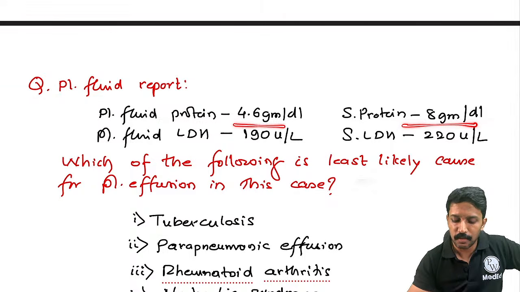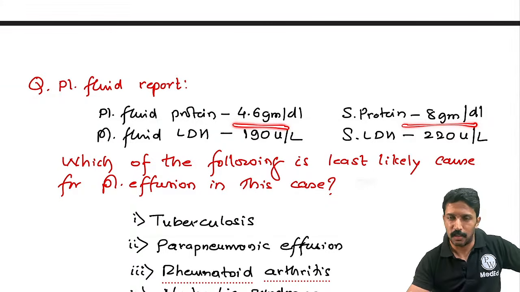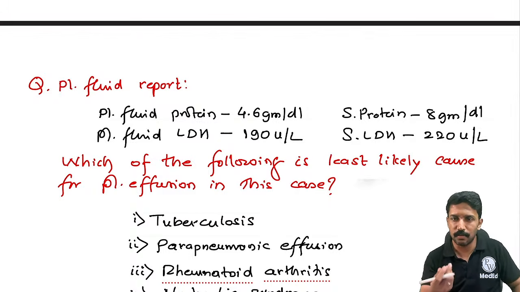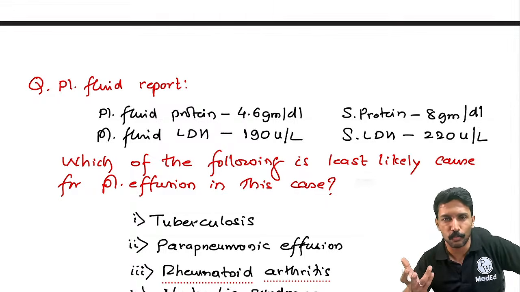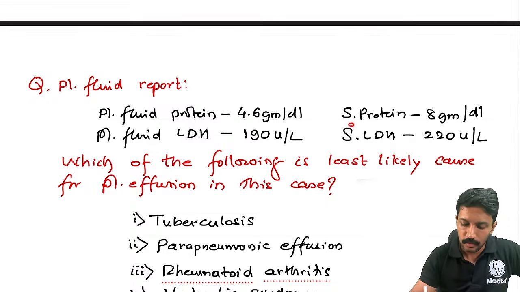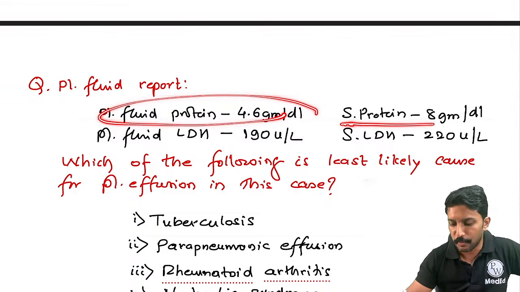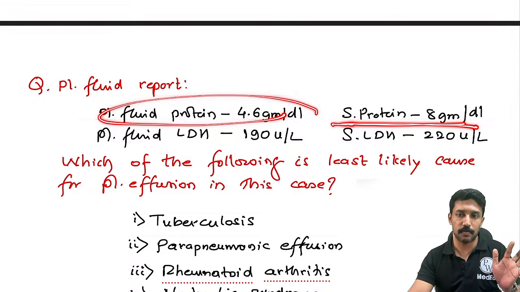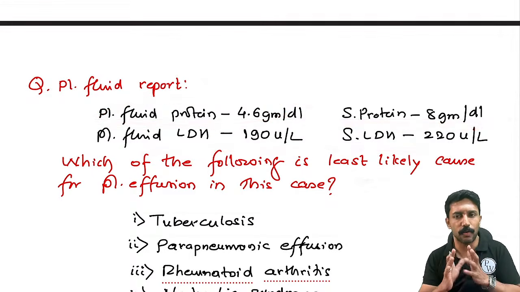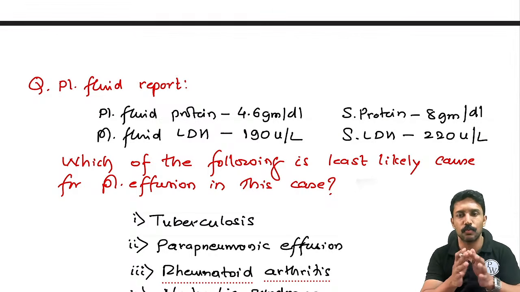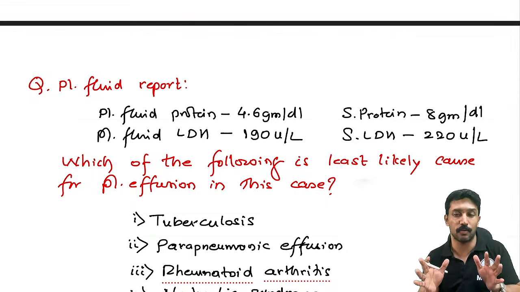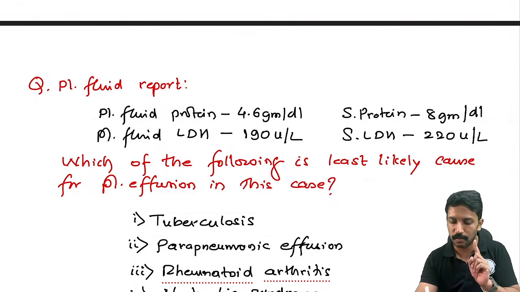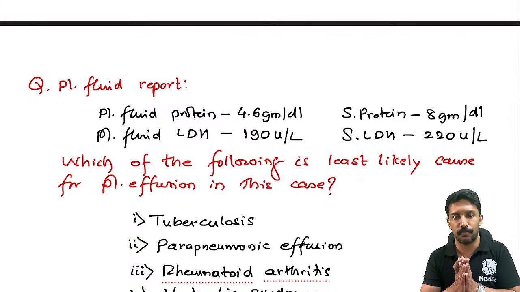So here how much am I getting? 4.6. If you want, you can take a calculator and calculate, but I'm sure it is going to be more than 0.5 because the pleural fluid protein is more than 50% or half of the serum protein. So the criteria is satisfied. Should I look at the LDH now? No, I don't have to waste my time on the LDH. Many students in the MCQ based exam keep on calculating all of this. No, one criteria is enough. Done. This is exudative effusion.